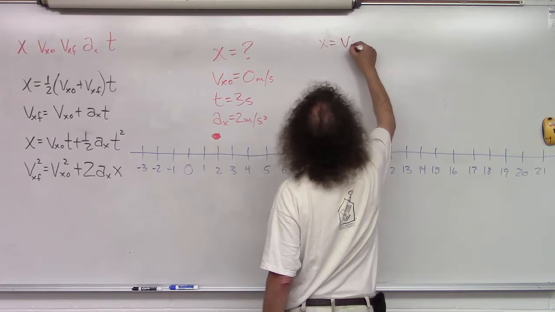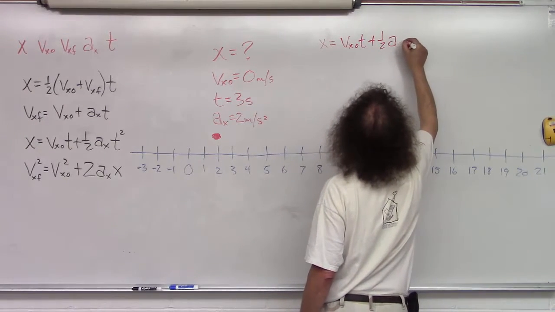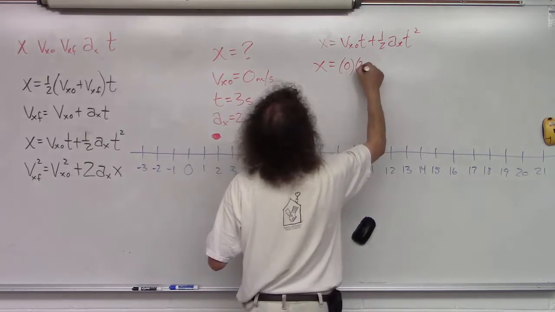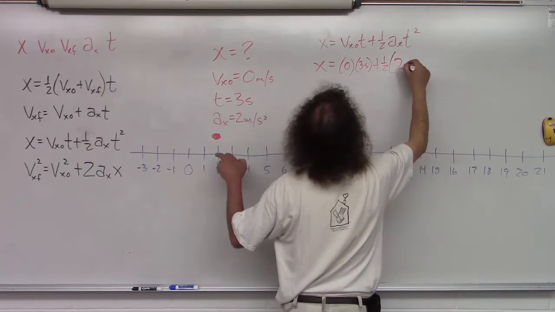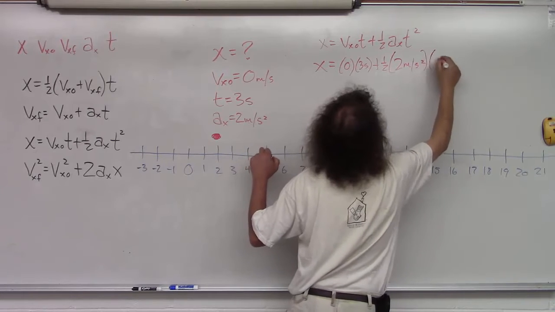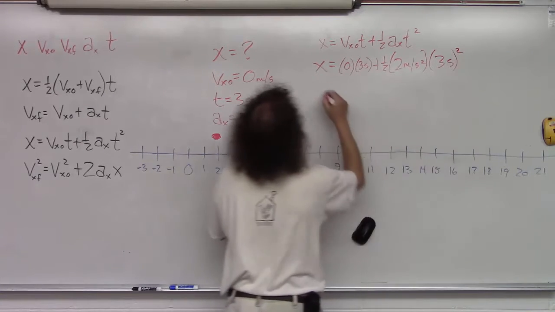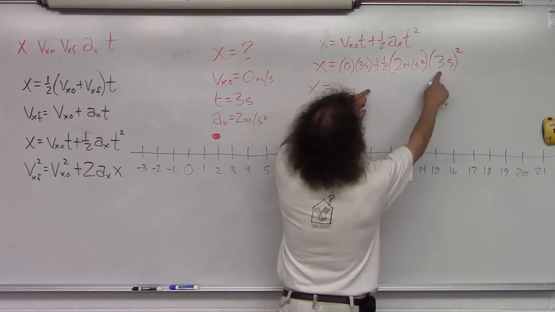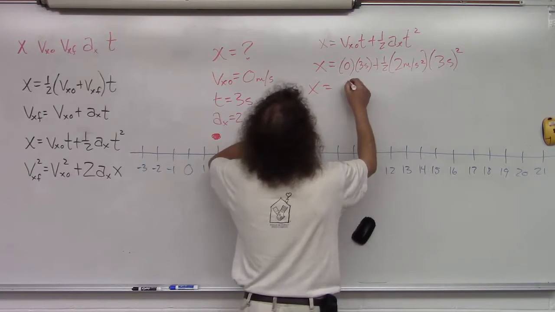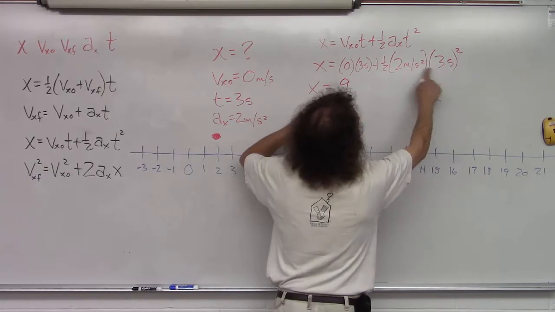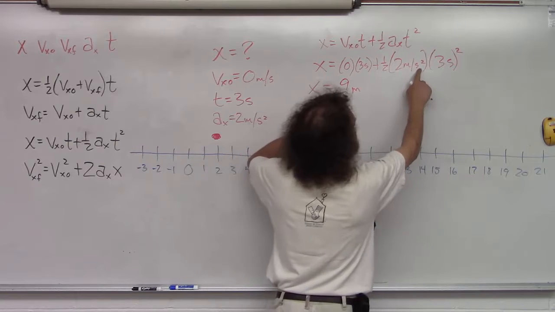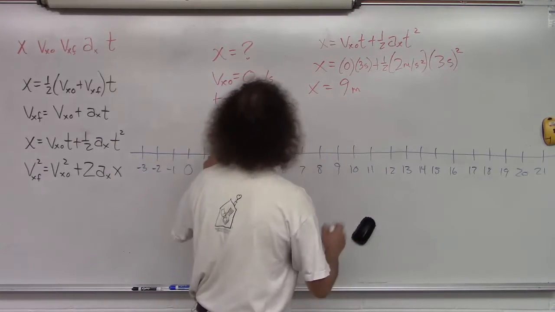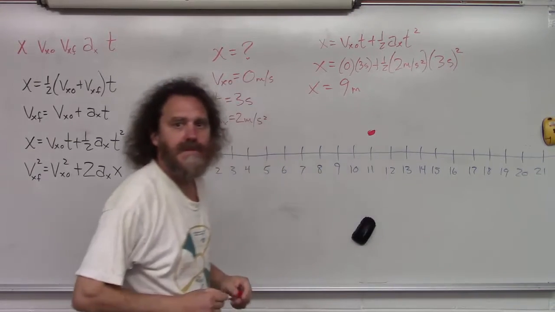Let me just rewrite this. So we want to know that one. This is 0 times 3 seconds, plus 1/2 times 2 meters per second squared, times 3 seconds squared. So this is 0. This is, let's see, 3 squared is 9, times 2 is 18, times 1/2 is 9. And if you look at the units, this is going to wind up in meters because there's seconds to the minus 2 times seconds squared, so that's going to wind up in meters. So it's going to go 9 meters, so it's going to wind up at the end of there. Okay? So you see how that works?